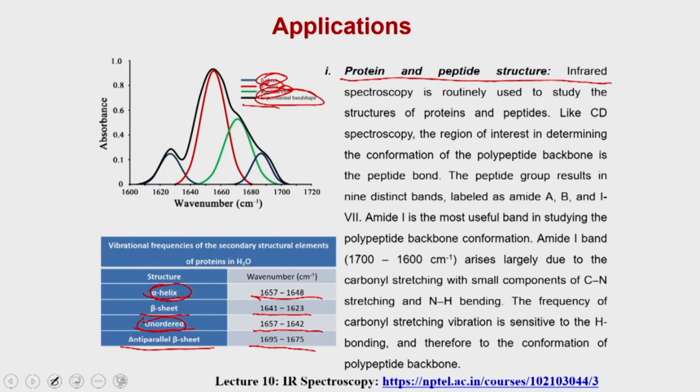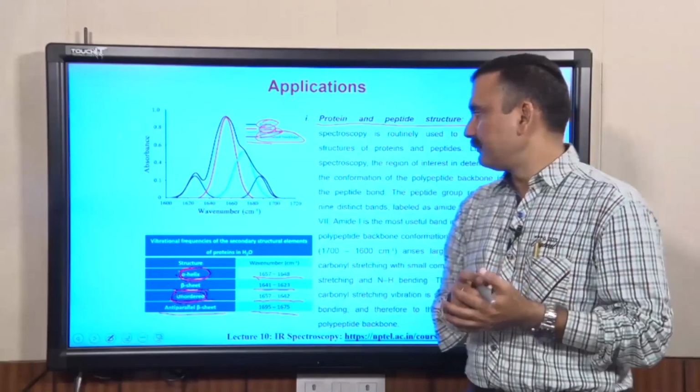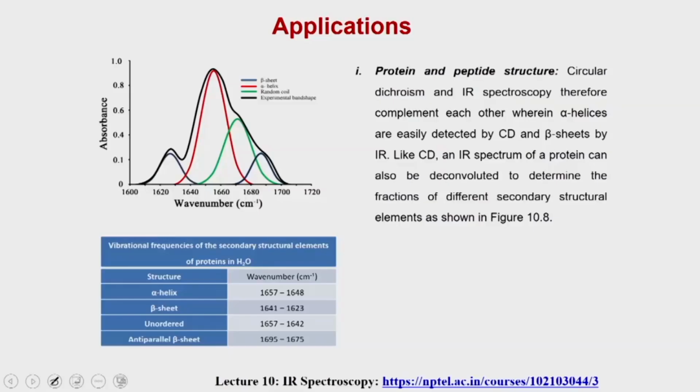The only issue is that the unordered region and the alpha helix are very difficult to distinguish in water. That is why you should not simply rely on IR spectroscopy to calculate the relative proportion or abundance of the secondary structures present in your proteins. You can easily verify by doing CD spectroscopy of the same protein, and that is going to confirm the IR findings as well.